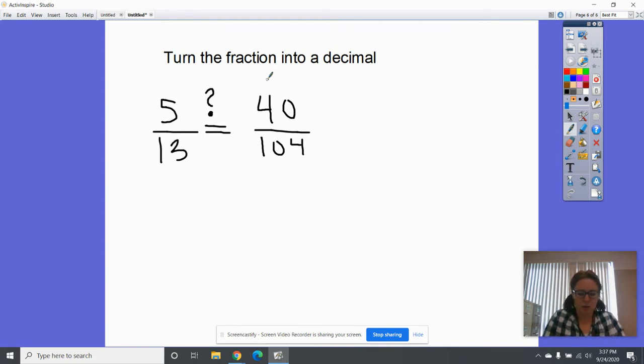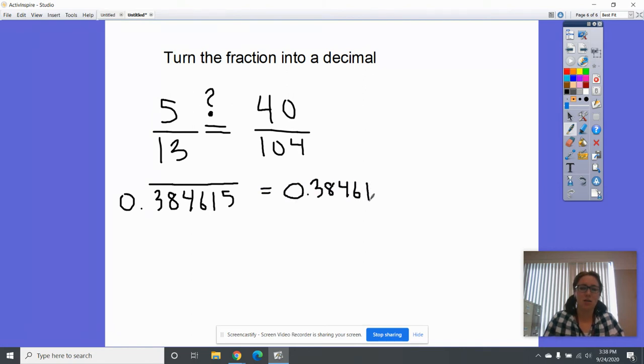5 divided by 13, well, that gives us a long number, 0.384615, and then it starts over again. So that's a repeating decimal. And I can do 40 divided by 104, and that happens to equal the same thing. So in this case, yes, they are proportional because they equal the same thing.